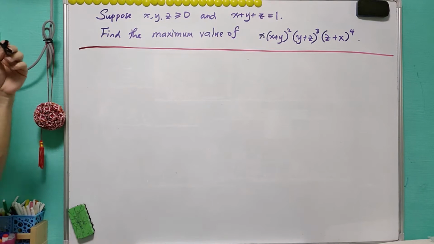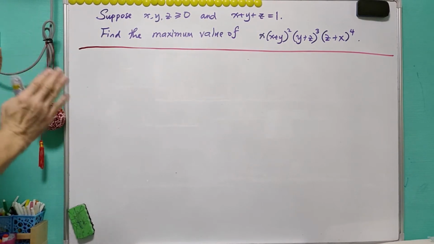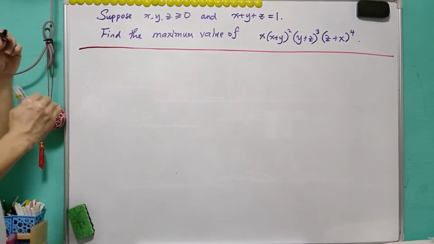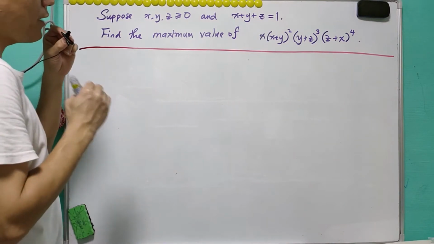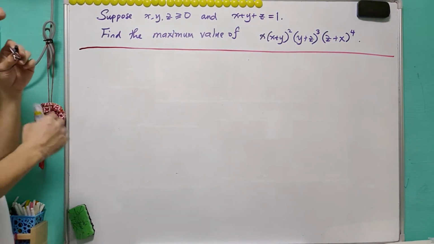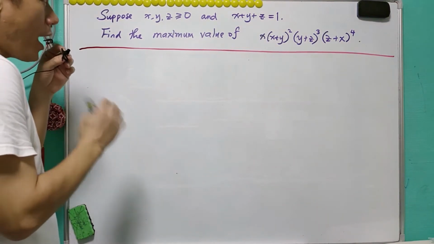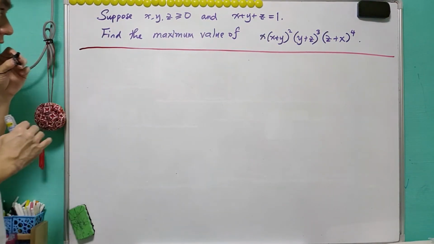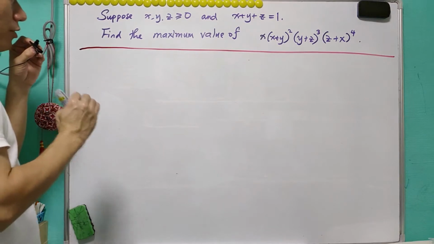So here's my plan. I first treat x as a fixed number, then write z in terms of x and y. After that, using the AM-GM inequality to get rid of y, then find the maximum value of the expression with x only.